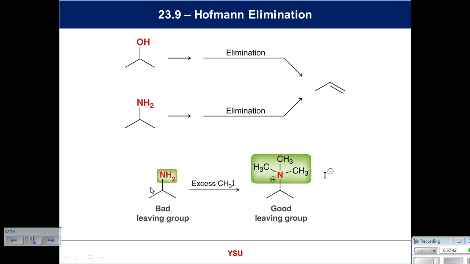Well, to do this, we need to turn this into a leaving group. And this falls into very similar ideas that we've dealt with. You make the leaving group positive, it breaks off. So you do this in this case by adding alkyl groups.